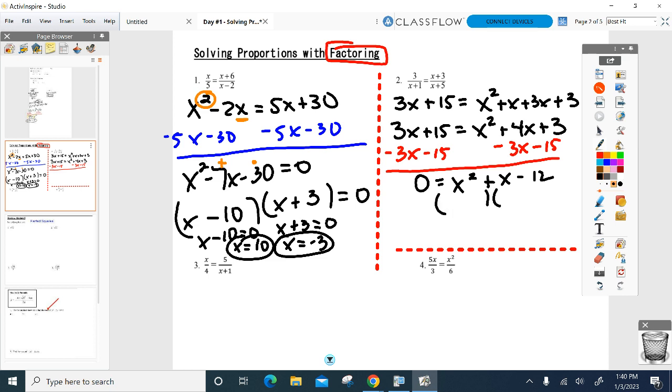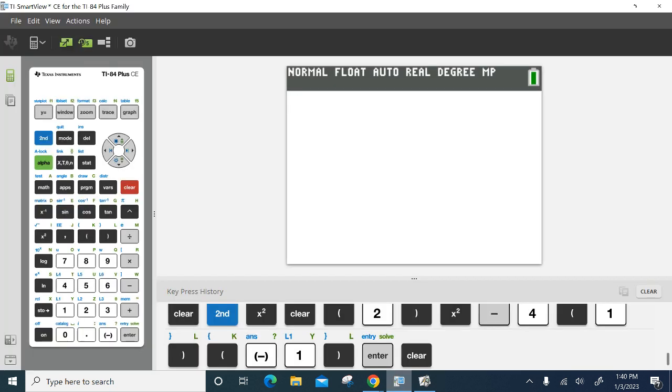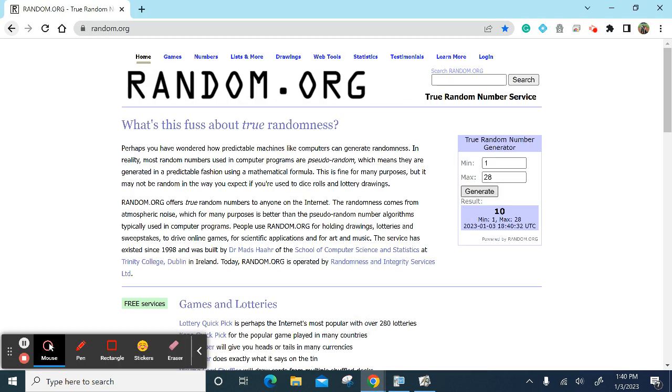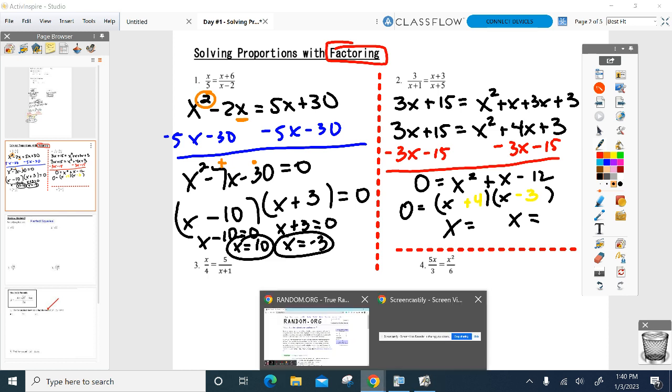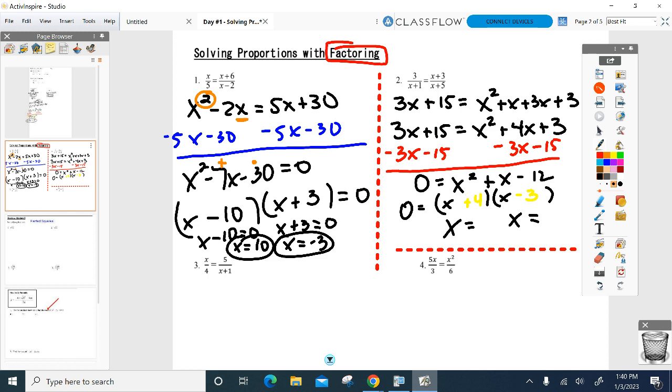Factor time. Numbers that multiply to negative 12 but add to 1. 4, negative 3. Yep. So my 2 answers for x: -4 and 3.